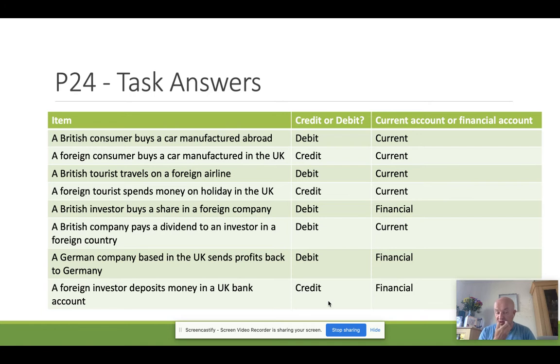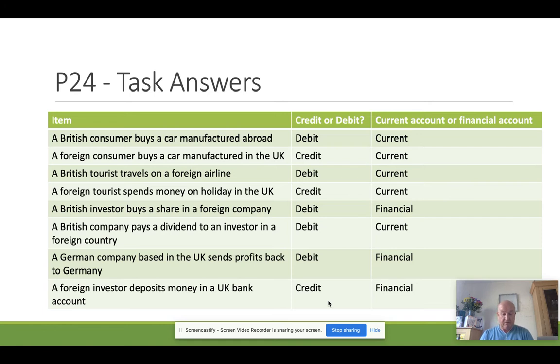Okay, last two then. A German company based in the UK sends profits back to Germany. Well, in that instance, obviously they've made the profits in our country, but clearly if the German company is sending that back to Germany, that would be a debit from the financial account, because it's a financial transaction.